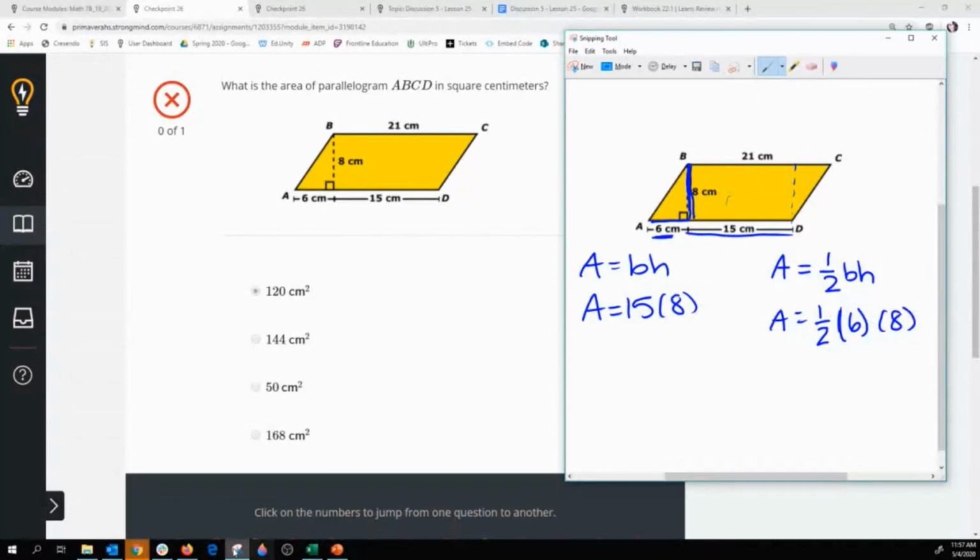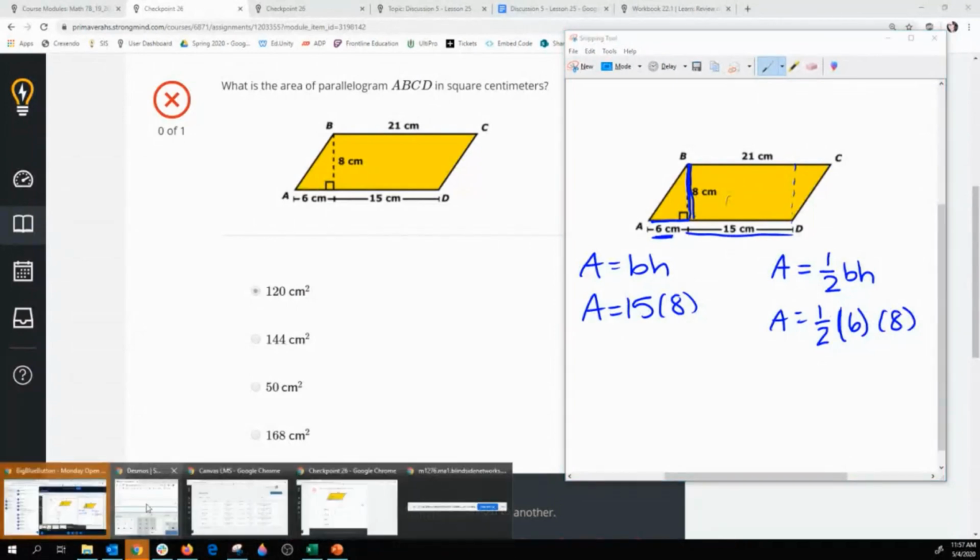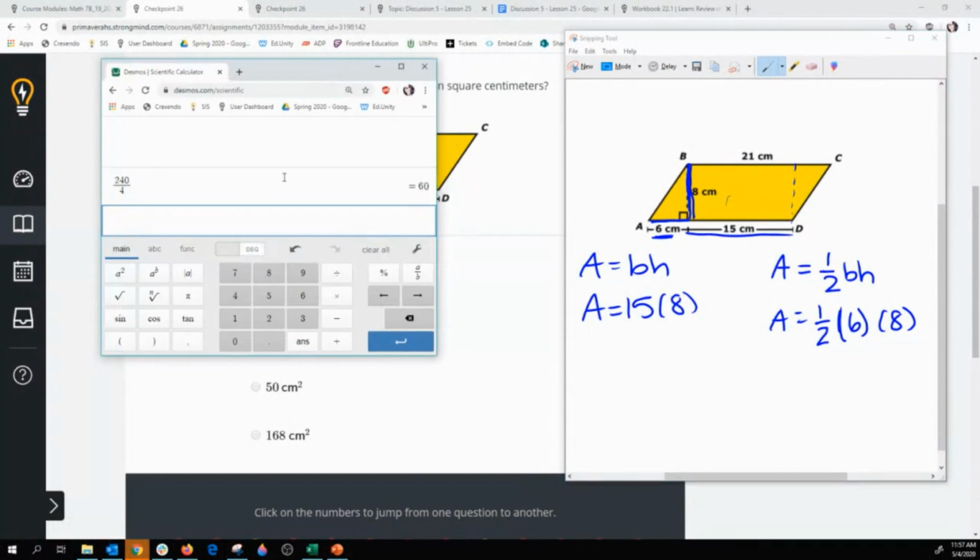So let's pop this into our calculator to see what those areas are. So I have 15 times 8. This gives me 120. And then I have 1/2 times 6 times 8, which gives me 24.